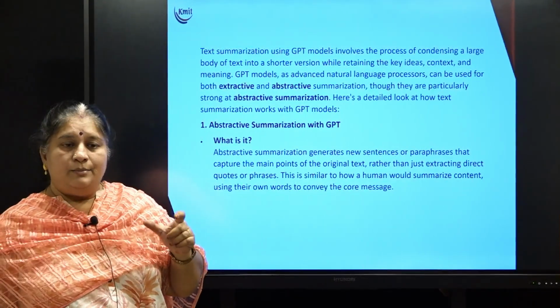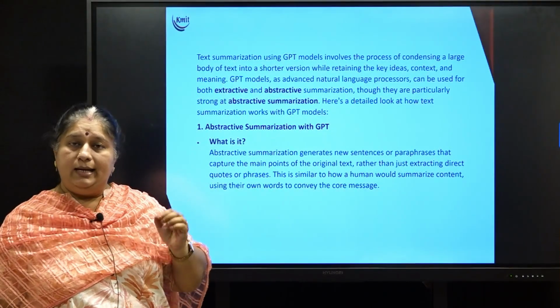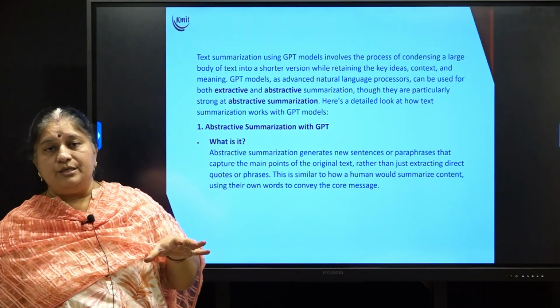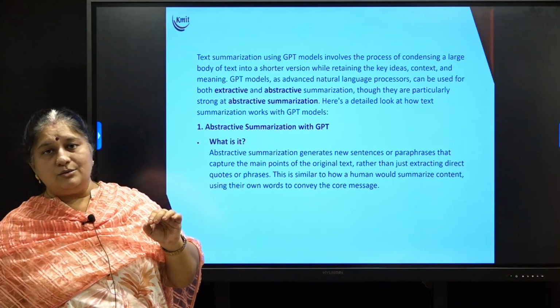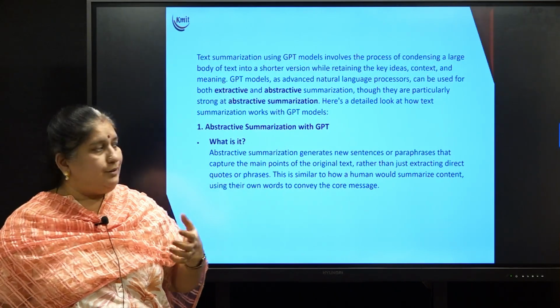So, when I am talking about Mahatma Gandhi, I should not lose what his key ideas are, how he led his life, how he led the country towards freedom. All such key ideas should not be lost. At the same time, I should not lose the context, right?